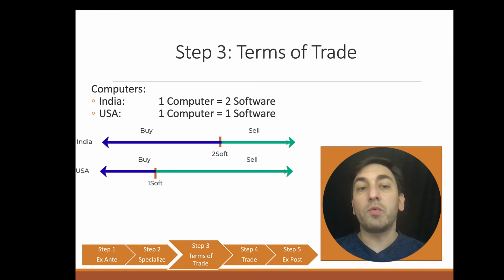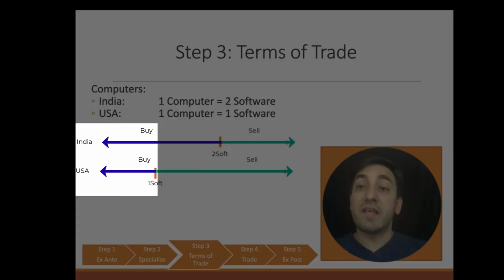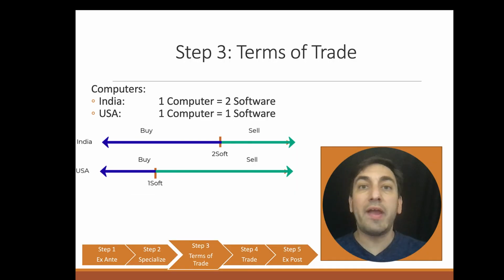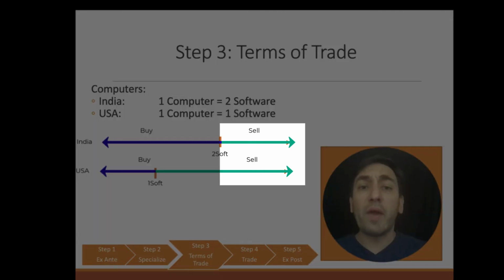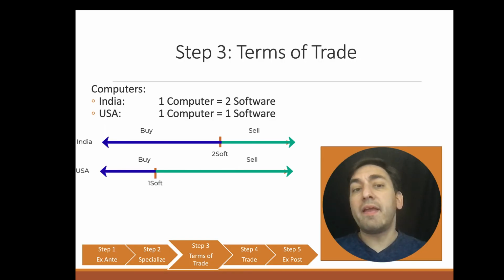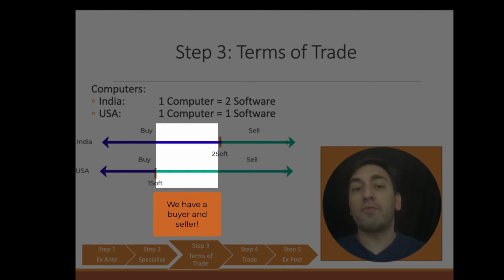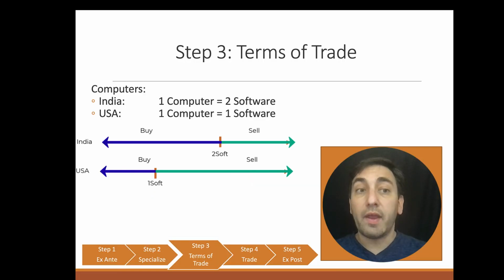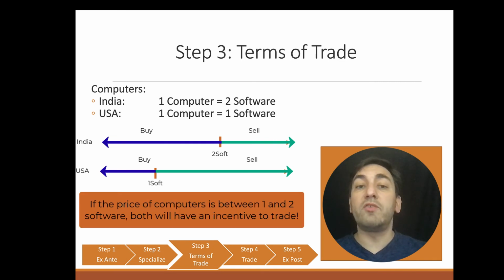So if we look at the range where it's less than one software, we have everyone wanting to buy. There's no trade happening because if everyone's a buyer, there's no one a seller. If we look at the range where the price is greater than two software, everyone wants to sell. No one wants to buy. But if the price is between one software and two software, the US wants to sell and India wants to buy. So we would say if the price is between one and two software, trade can occur.